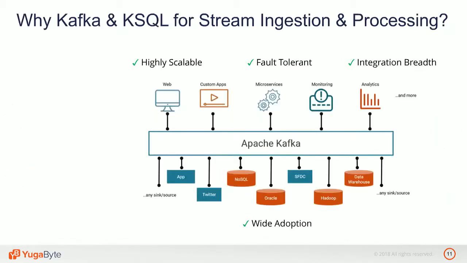So why Kafka and KSQL for stream ingestion and processing? Let's start with Kafka. There are 4 aspects that make Kafka so amazing. First, it is highly scalable. You can start very small. You can have a 3-node Kafka cluster with a few partitions and a few brokers, a few consumers and a few producers. Everything can be small. You can build your application.